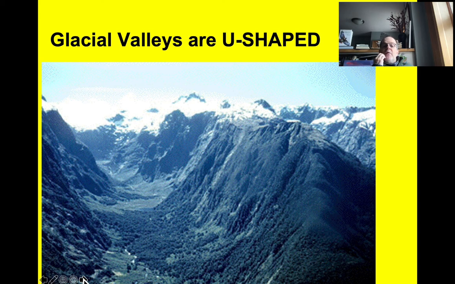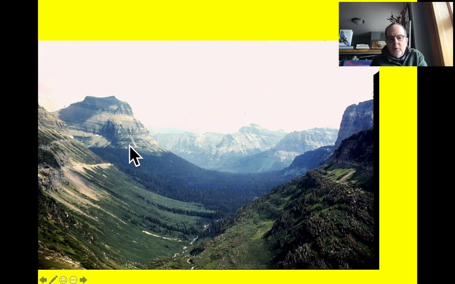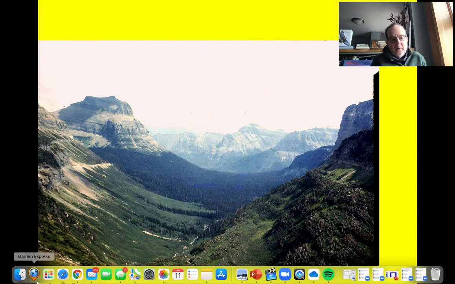Now, glaciers are famous for producing, unlike a stream, which we dealt with in an earlier erosion video, they don't make V-shaped valleys, they make U-shaped valleys. This beautiful U-shaped valley was once filled with a glacier.